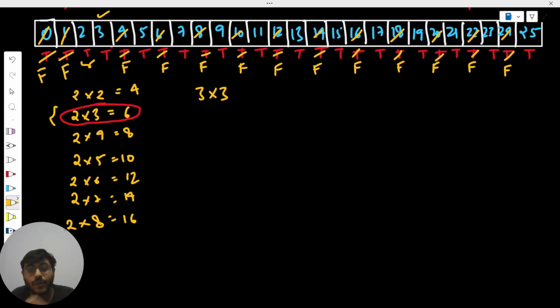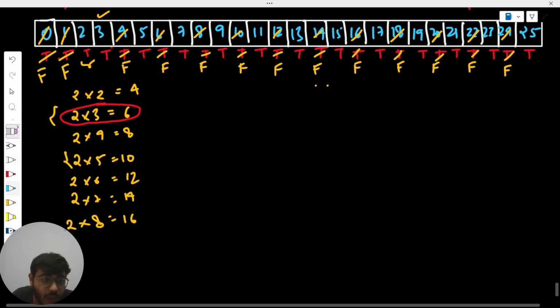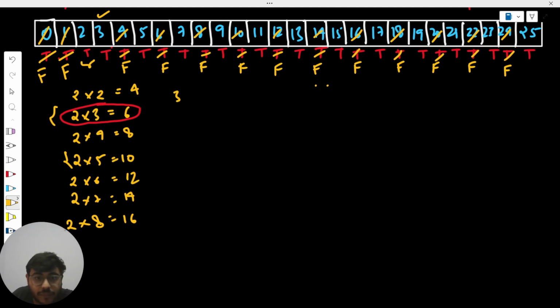In a similar way, when we talk about 5, we'll start from 5 into 5. We'll not talk about 5 into 2 or 5 into 3. Why? Because 5 into 2 has already been covered, and 5 into 3 has already been covered in the form of 3 into 5, that is 15. That's why when we run the Sieve algorithm, we always start from i into i, because the previous multiples have already been covered by previous prime numbers. Let me remove this part and write it again. Okay, so we start from 3 into 3.